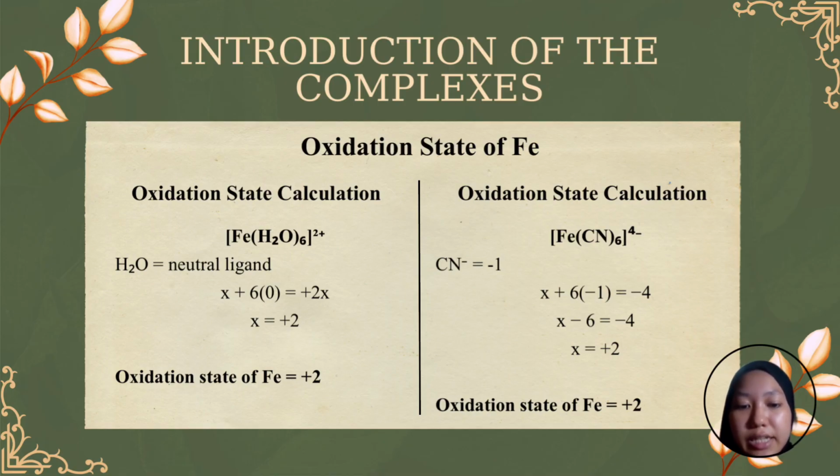For hexacyanidoferrate(II) ion, each cyanide ligand carries a charge of -1. Since there are 6 cyanide ligands, the total ligand charge is -6. To obtain the overall charge of -4, iron must have an oxidation state of +2. Hence, iron exists as Fe2+ in both complexes.